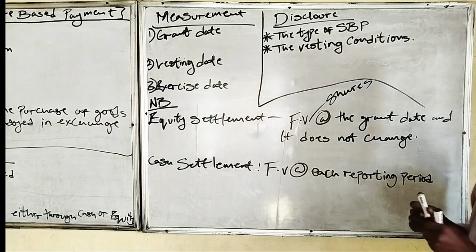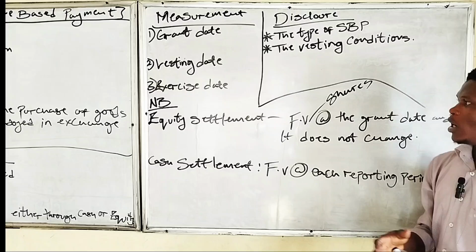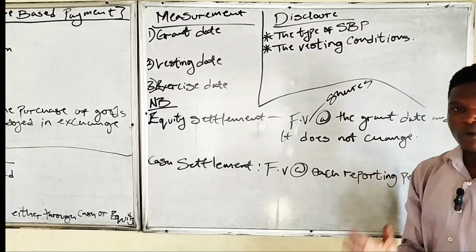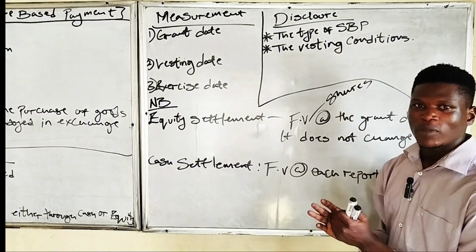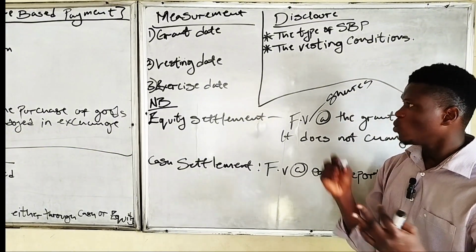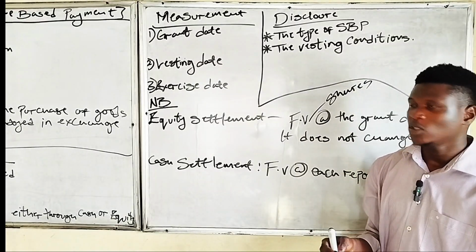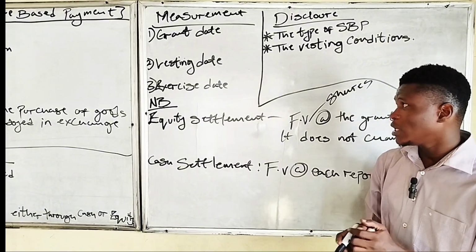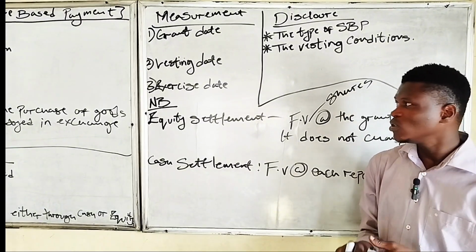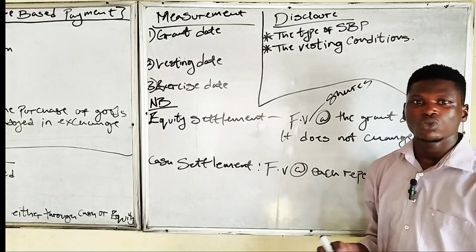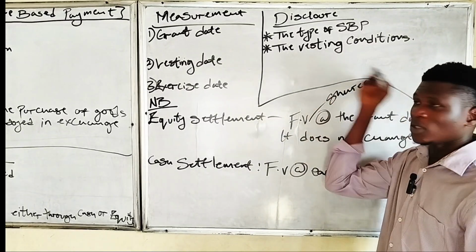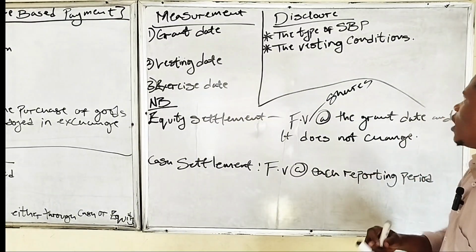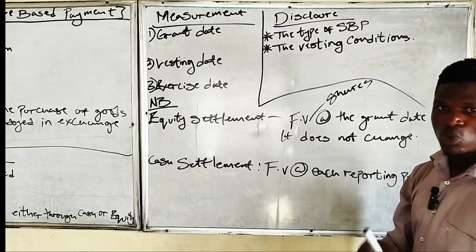Like I said, vesting conditions are those things that must be put in place before they can be entitled to that particular payment. For example, one of the vesting conditions for employees is that they must remain in the company as at the reporting period. So at a particular date, they must still be in the company before they can be entitled to that share-based payment. That's something relating to vesting condition. So the vesting condition must be stated. If any of them is not met, then they will not be entitled to the share-based payment.